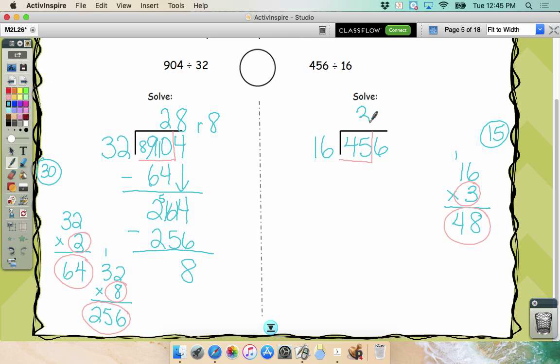Above the 5. And what goes below the 45, Harper? 48. Uh-oh, what's wrong? It's too big. 48's too big, so what do I need to do? Use a 2. So I'm going to use a 2, and we already know it's 32. Now let's go back.